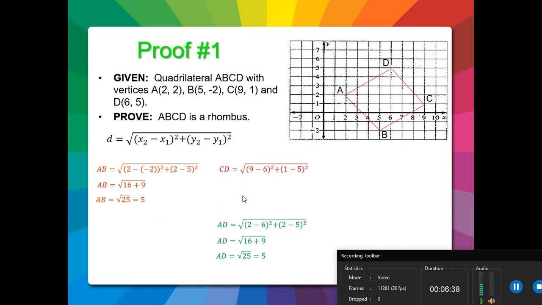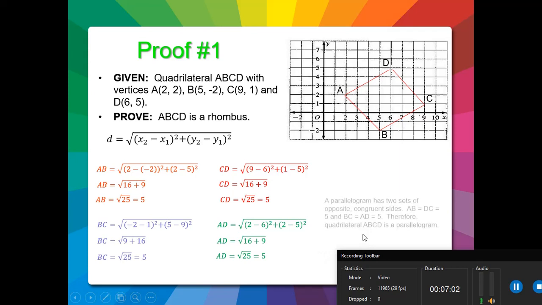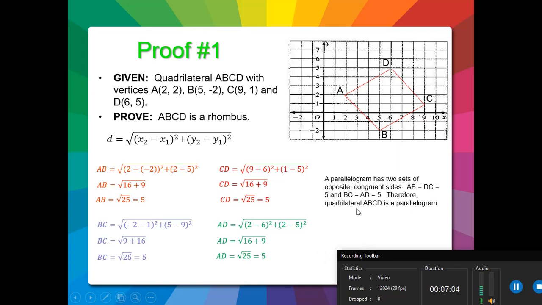CD is the side opposite AB, so this would be my first set of opposite sides congruent, and sure enough, they're equal. And then the last side I need to calculate is BC. So BC and AD are across from each other, so that's your second set of opposite congruent sides. So at this point now, we're going to write a conclusion to show that we have a parallelogram. So we want to start with a fact. So we're going to say a parallelogram has 2 sets of opposite congruent sides.